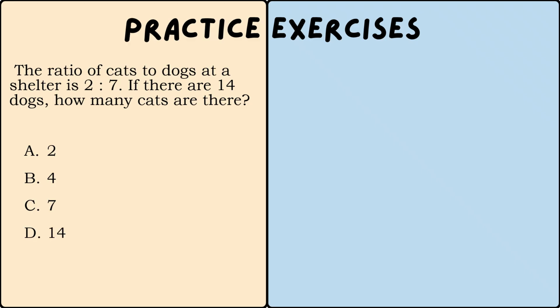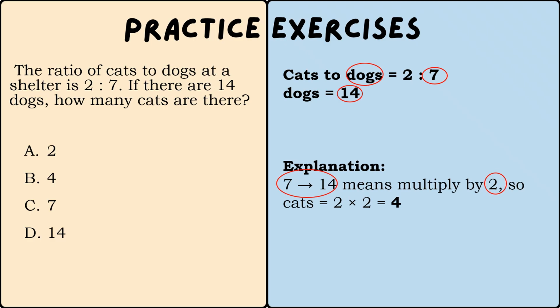Alright, let's find out. So cats to dogs is 2 is to 7, and there are 14 dogs. So we are going to find how many cats are there in the shelter. So 7 is to 14 means we multiply it by 2. So cats is equal to 2 times 2, which is equal to 4. And our answer is letter B.